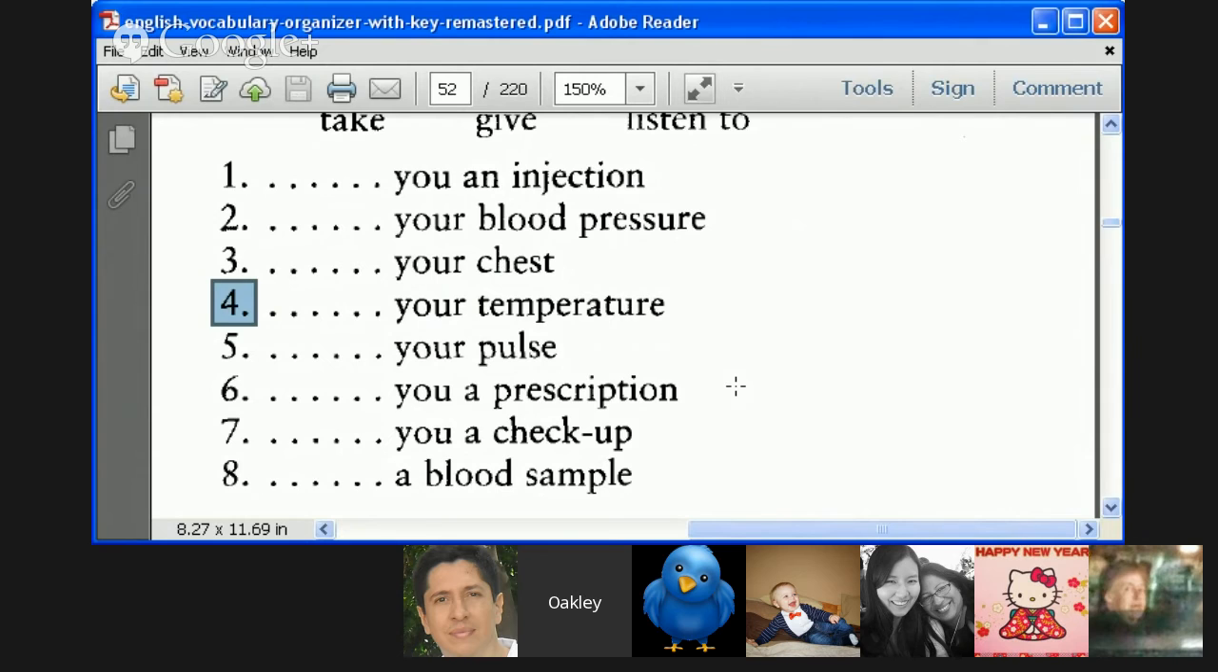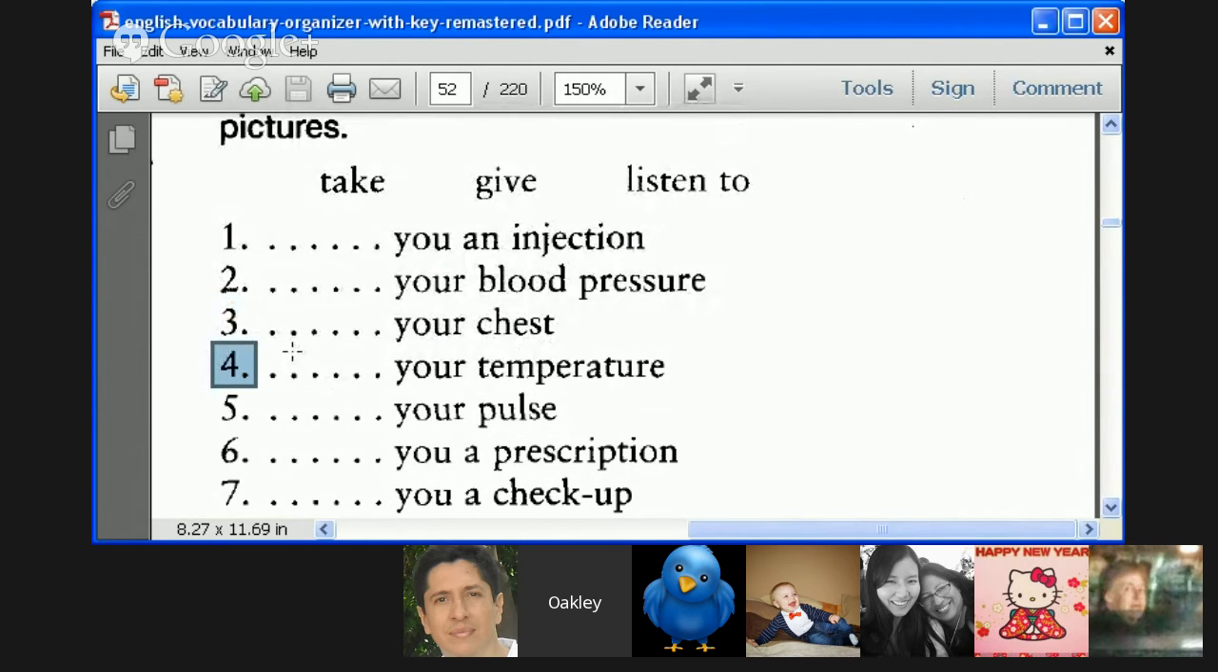Cornell, what about your temperature? Take or give? Actually, not really give. I have to say that the doctor took my temperature, or the nurse took my temperature, or I took my temperature, because you can easily take your own temperature. This is not an activity that you really need anybody else for. So we don't really say I gave my temperature, even if we do it ourselves. The doctor took my temperature, I took my temperature, and I got 101.